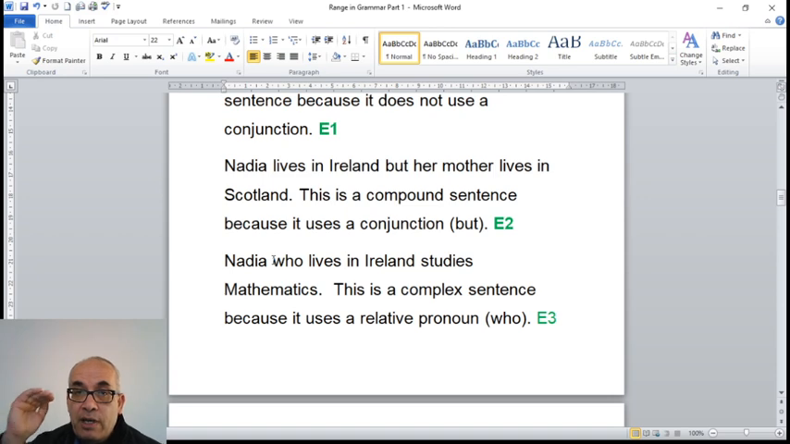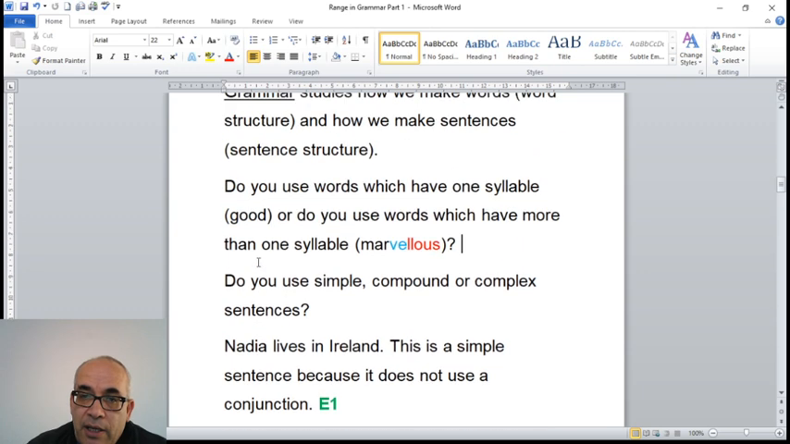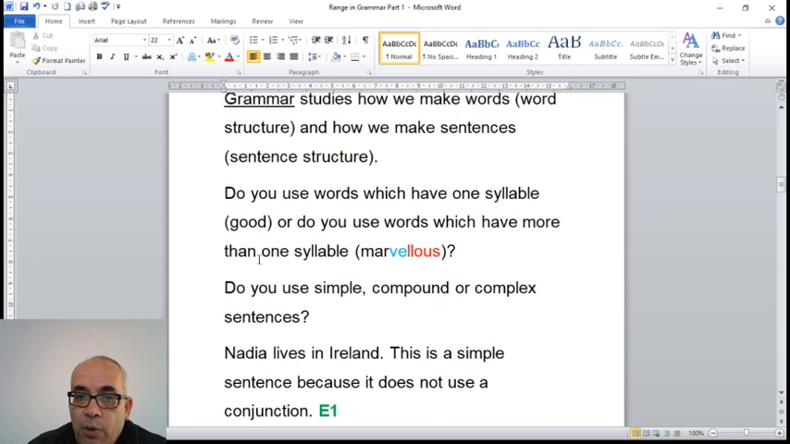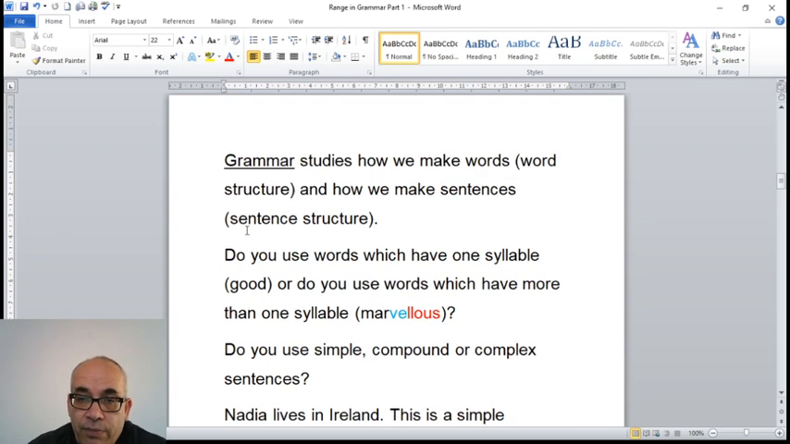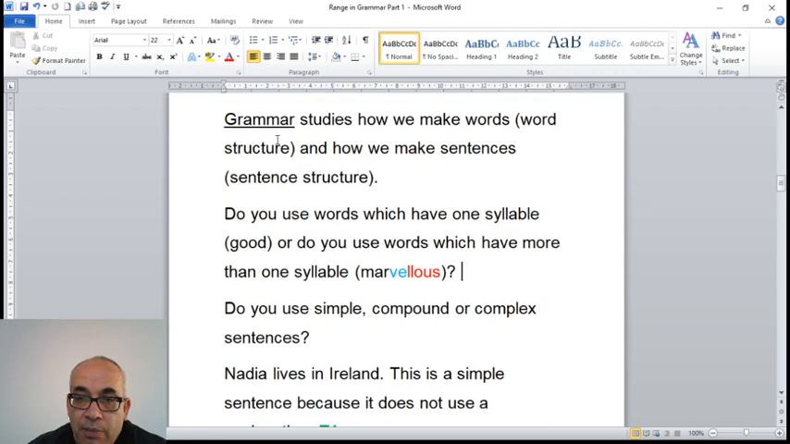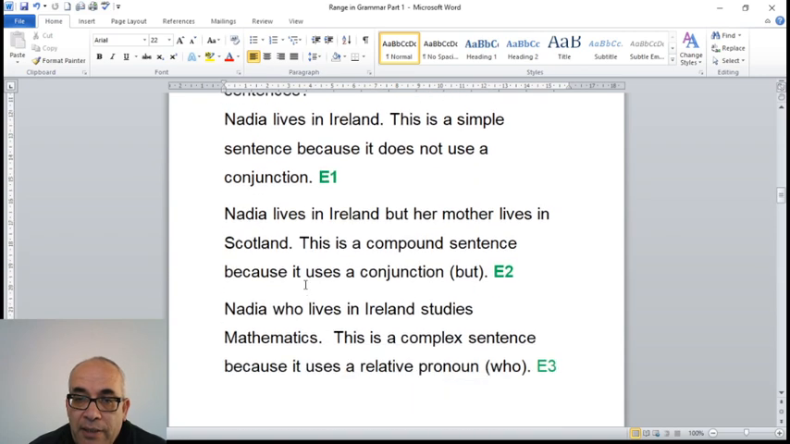So range, entry 1, they use short words. Entry 2, they use maybe words which have 2 syllables. So range is about many things. So I explained to you what we mean by range under grammar, and I gave you examples about words and about sentences.